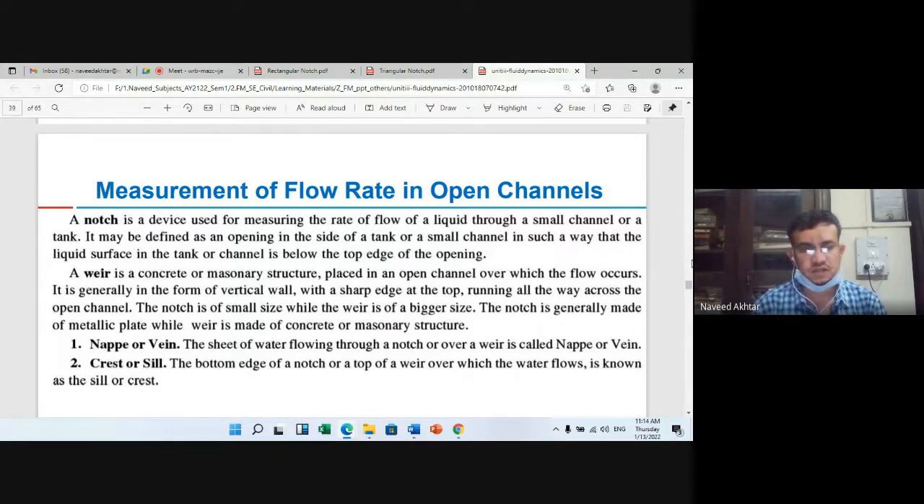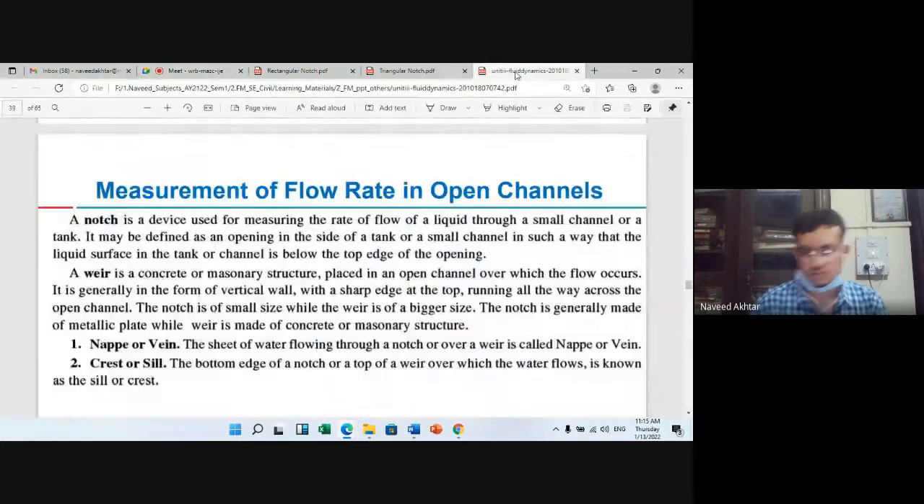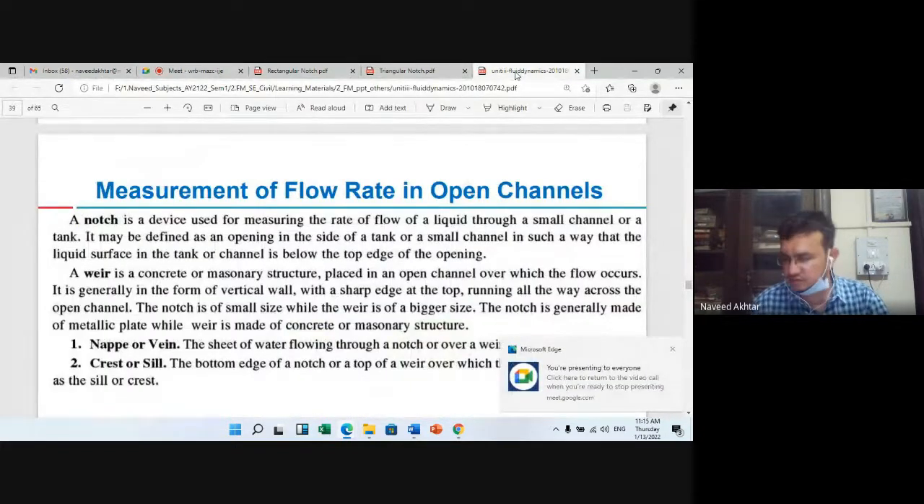So here in your practical, this experiment number 8, and this is your practical number 7, the calibration of rectangular and triangular notch. Here you have to determine the coefficient of discharge, that is CD, of the rectangular notch and of the triangular notch. Okay. So what are notches?